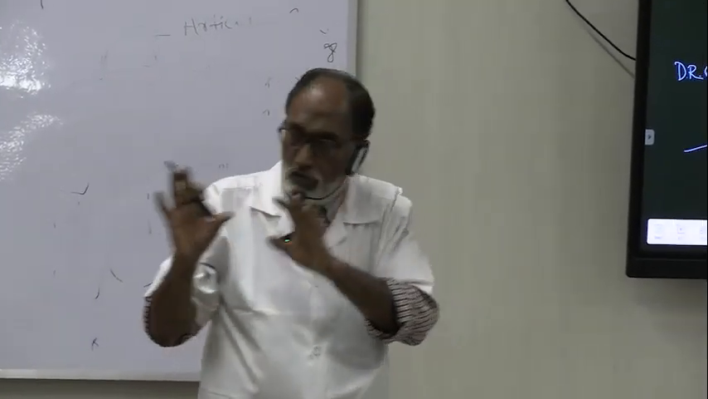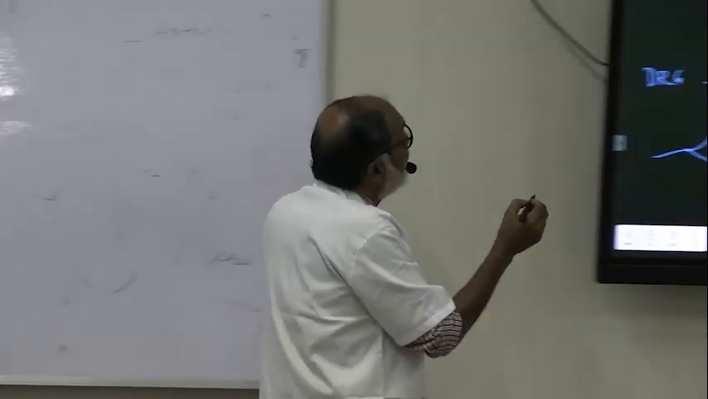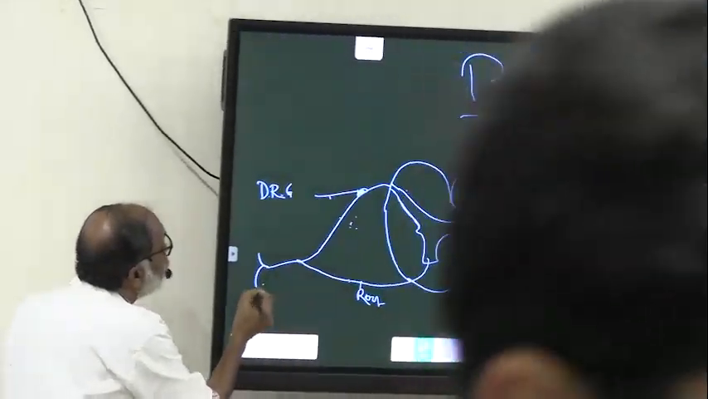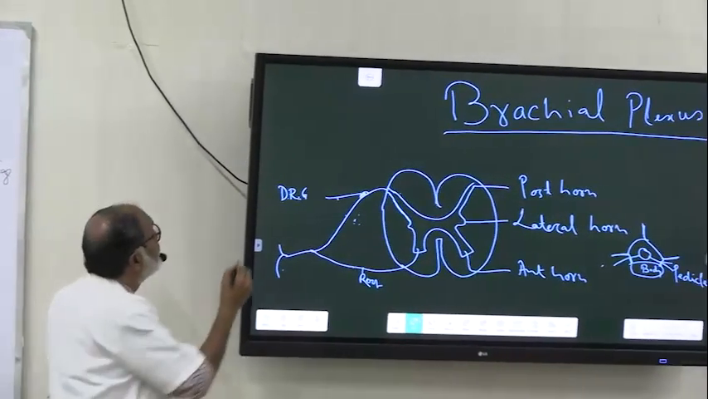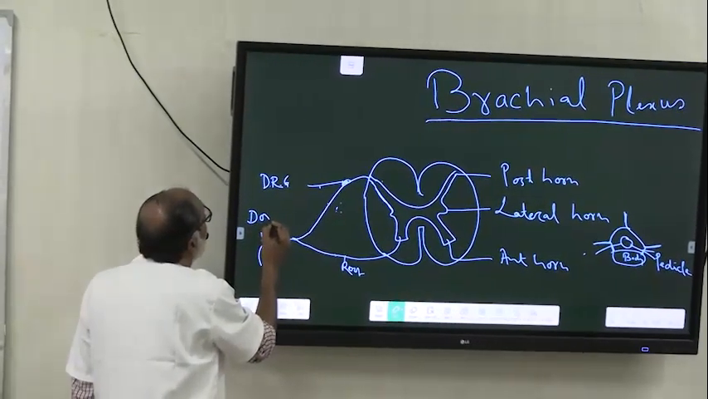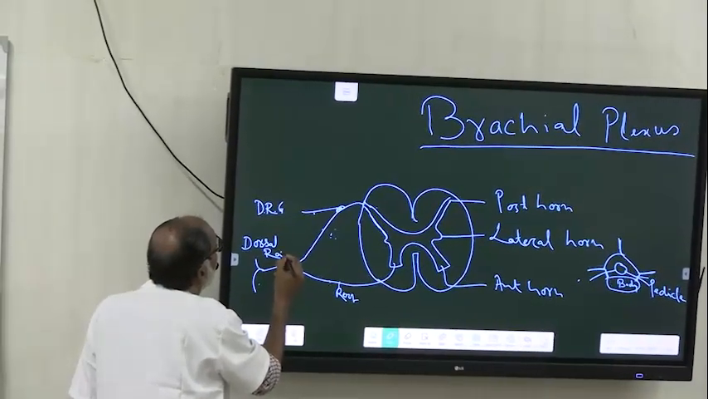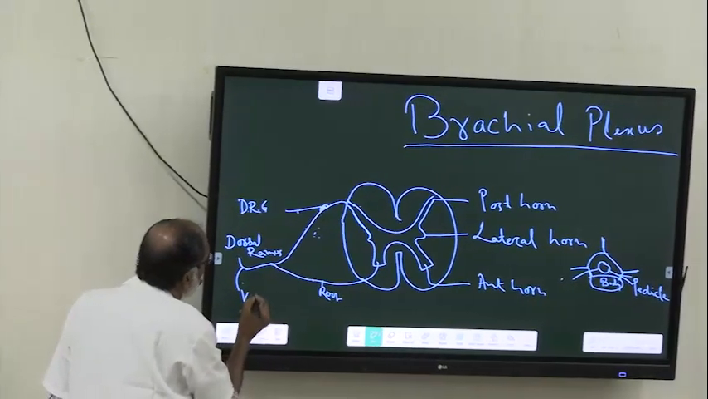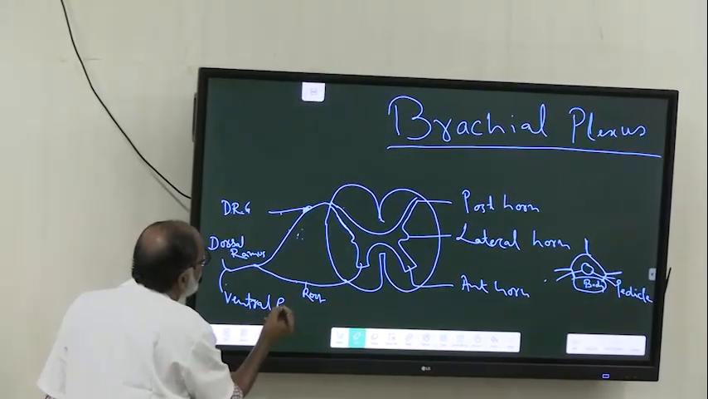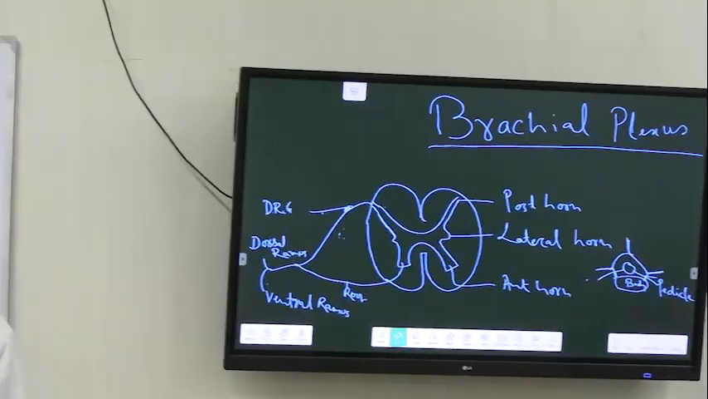So there are 31 pairs of spinal nerves. After coming out, they will again divide into two. One is called dorsal ramus. It is the dorsal aspect. And the other is called ventral ramus. And the plural form of ramus is rami.